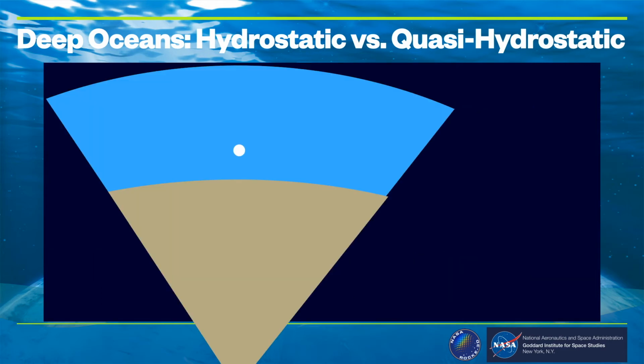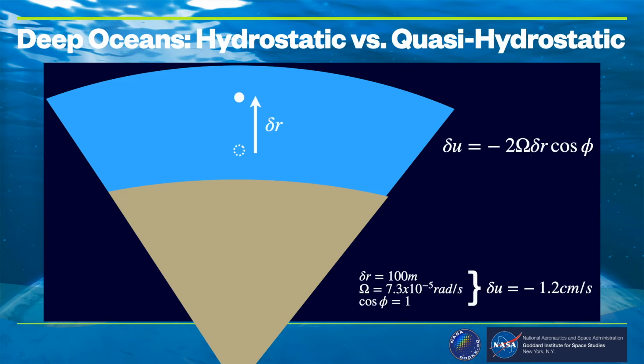And we can understand the importance of some of these neglected terms for the Coriolis force if we consider, for example, a parcel of water rising by 100 meters. This term would represent an additional retrograde velocity delta U of about 1.2 centimeters per second per 100 meters at the equator, which might be somewhat negligible in a shallow ocean, but has to be taken into account for deep oceans. Though it should also be noted that some people are pushing the community to adopt the quasi-hydrostatic set of equations for Earth as well.